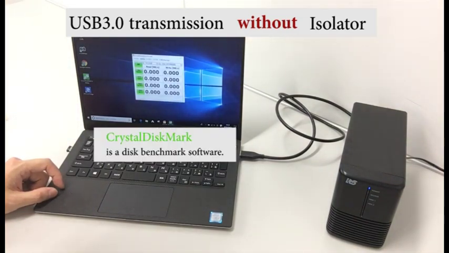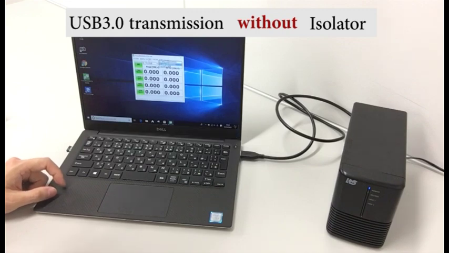And this is a software, CrystalDiskMark, which can be used to investigate the transmission speed to the external drive. Let's select volume D and start it. It takes several minutes.